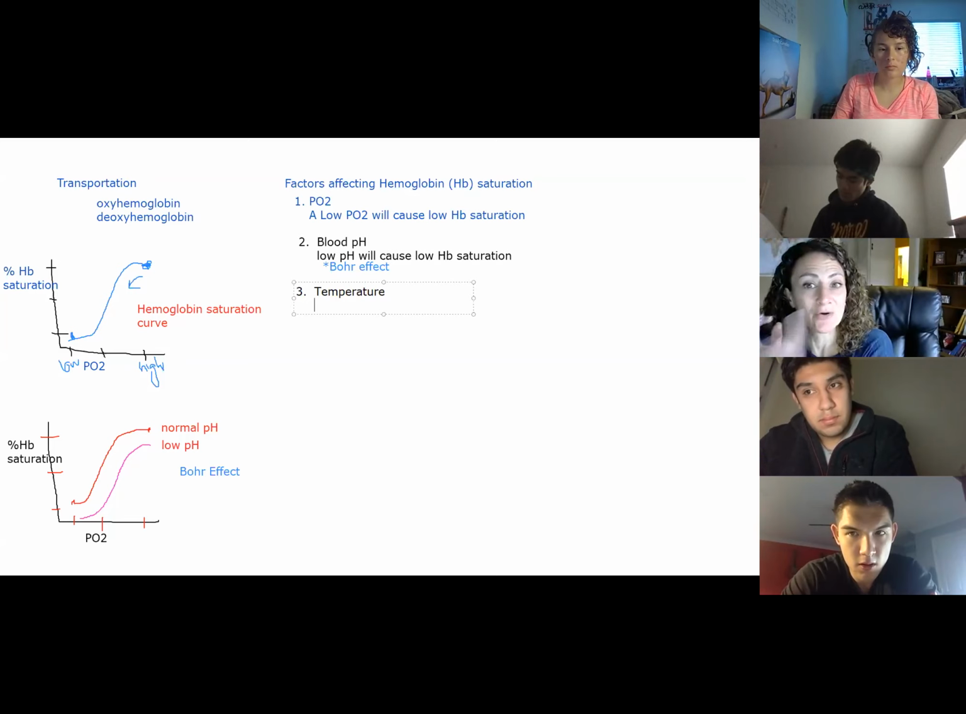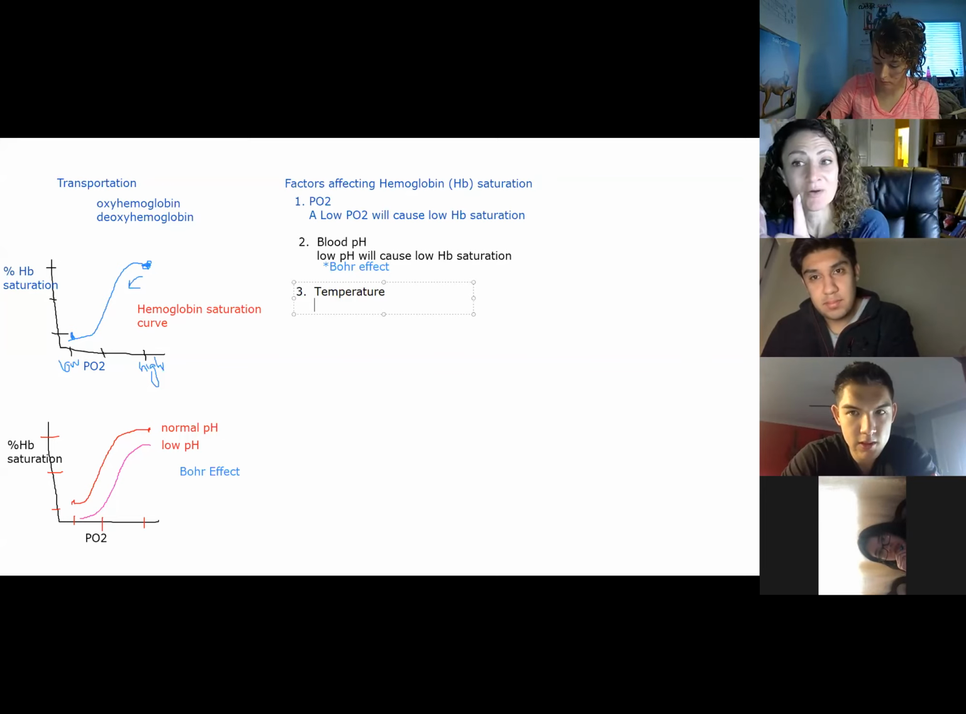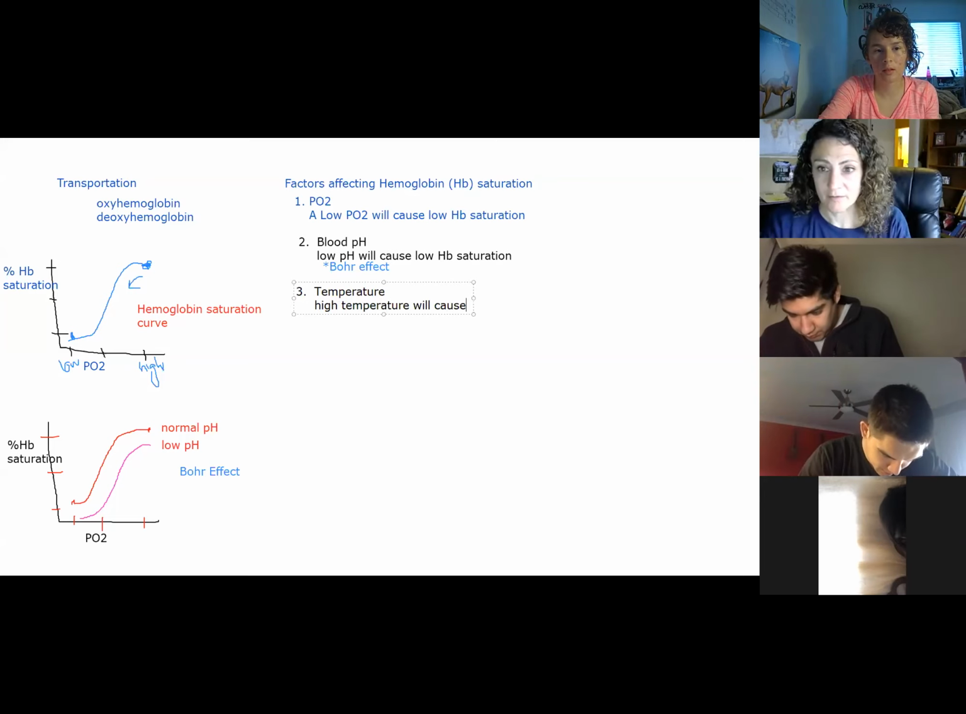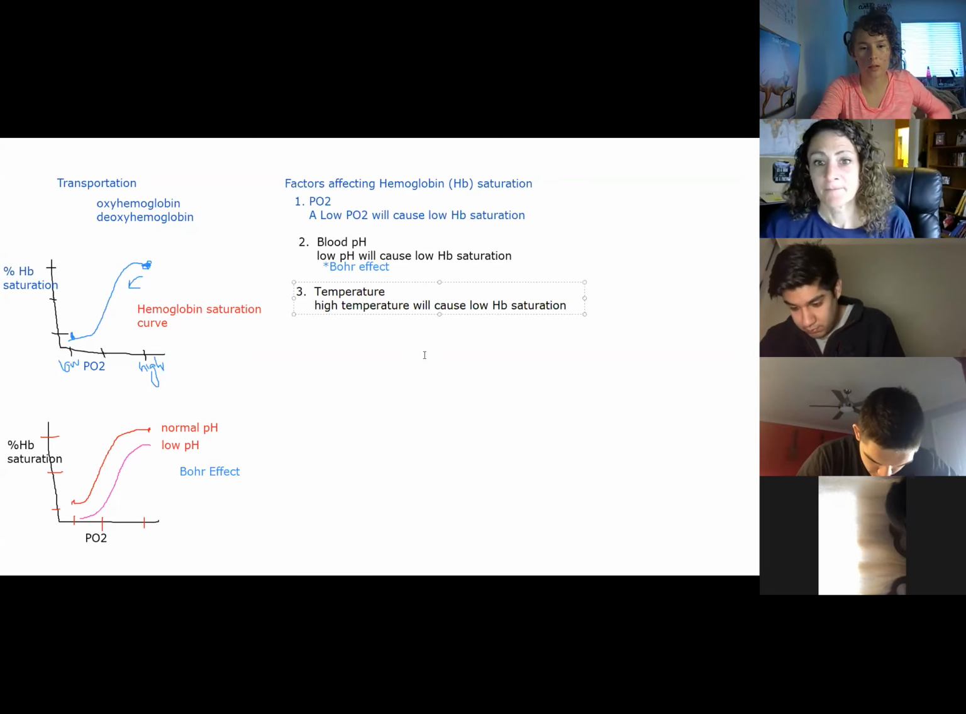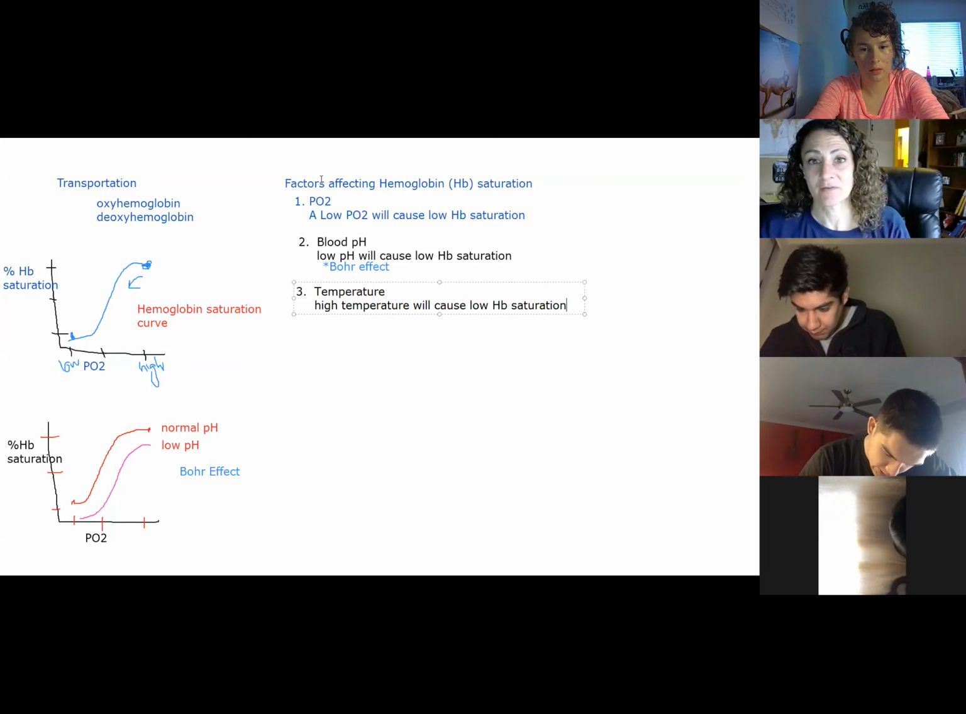So is the temperature going to be high or low at the exercising muscle? High. Temperature is going to be high at the exercising muscle because heat is a byproduct of metabolism. Okay, so how do you think high temperature will affect hemoglobin saturation? It'll decrease it, because that's what causes the hemoglobin to release the oxygen at the exercising muscle. Okay, all of these factors are causing hemoglobin to release its oxygen at the exercising muscle. So high temperature will cause low hemoglobin saturation. All the things I'm writing here are what's causing low hemoglobin saturation, because low hemoglobin saturation means hemoglobin is releasing the oxygen, and all of these things are happening at the exercising muscle.